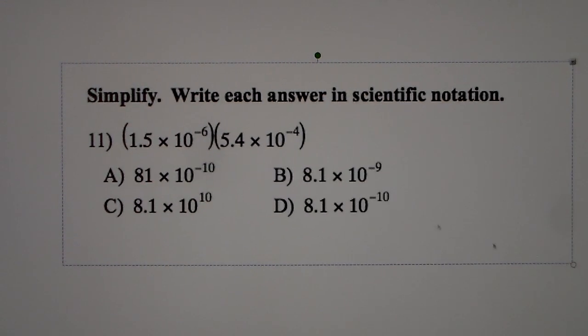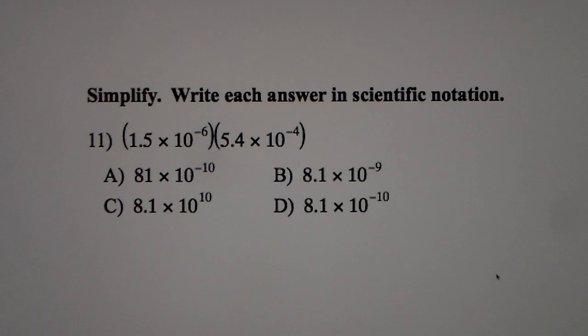So looking at this, problem number 11. We have 1.5 times 10 to the negative 6 times 5.4 times 10 to the negative 4. Now when working with scientific notation and the powers, it's the same story of what we've been doing in the past, except we're now going to combine the two concepts and put them together. So one of the things we need to do first is always make these powers the same number. So how do we do that?